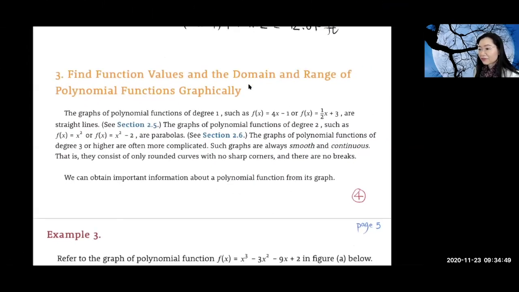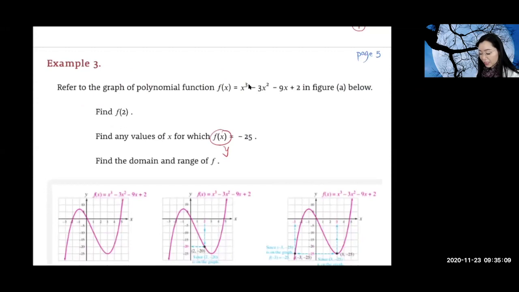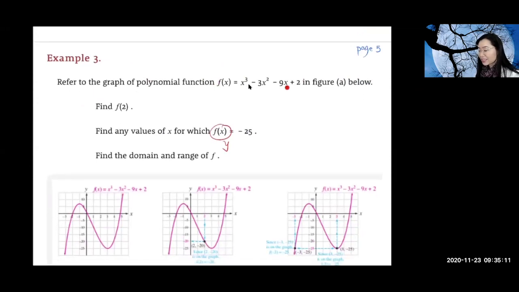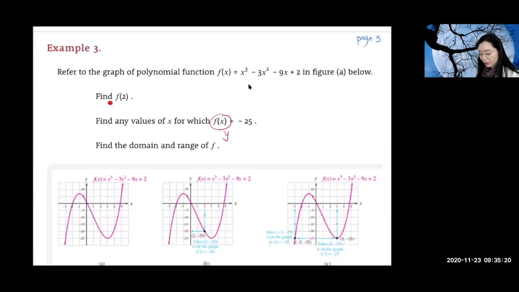Over here is to find function value and the domain and range of a polynomial function graphically. Okay. Over here, we have this polynomial function. So this is the cubic function. This is a degree 3 polynomial on this side, right? Okay. So let's find f of 2.